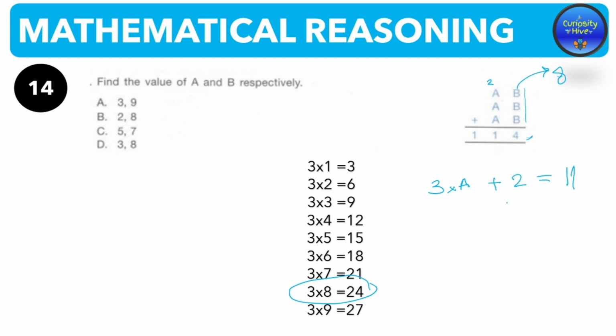Now let's subtract 2 from both sides of the equation. That means 3 times of A should give me 9. It is 3 times 3 is 9. So the answer is option D, where A is 3 and B is 8.